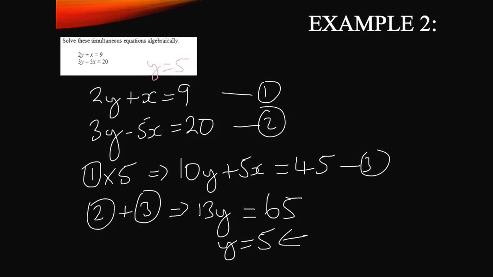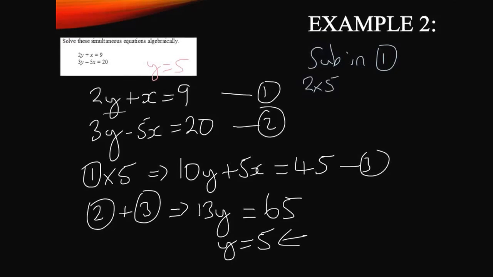Now to get the second part, and it's easy to forget this, I can substitute this back into one of the equations. I'm going to sub it into equation 1, which gives me 2 times 5 instead of the y that I had before, plus x equals 9.